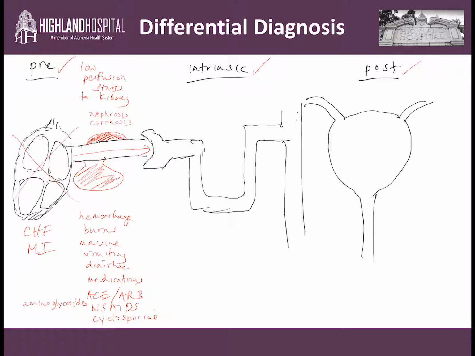Now, intrinsic renal, and it depends on which system you use here, but think about renal artery stenosis. This is your renal artery coming into your kidney. You could think about an old man, renal artery stenosis with a lot of atherosclerosis. Or if you think a young female, you could think of fibromuscular dysplasia.